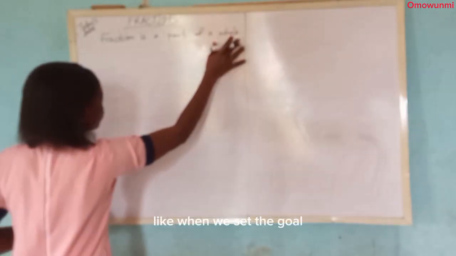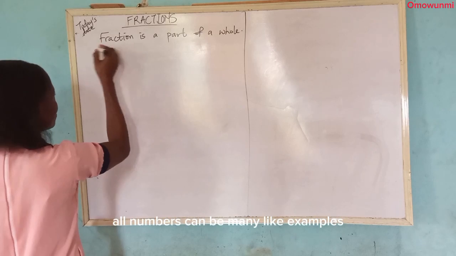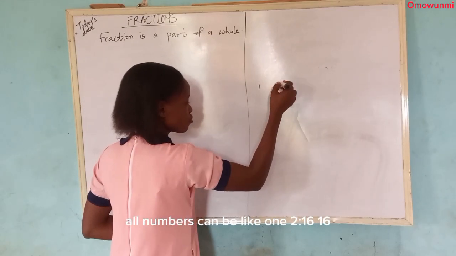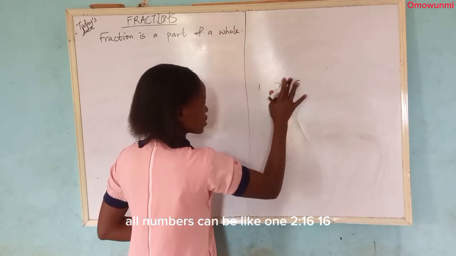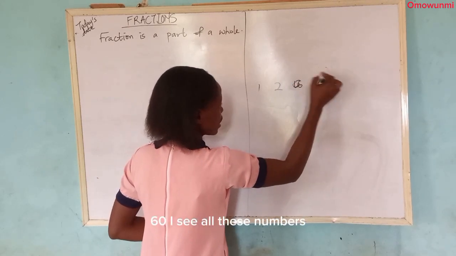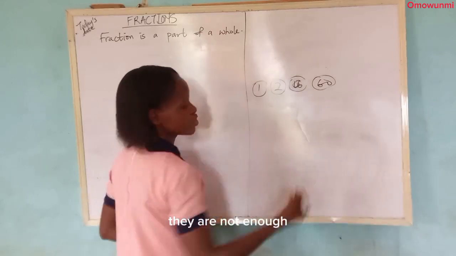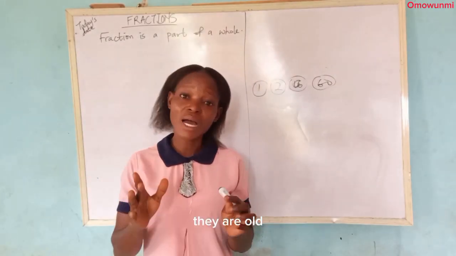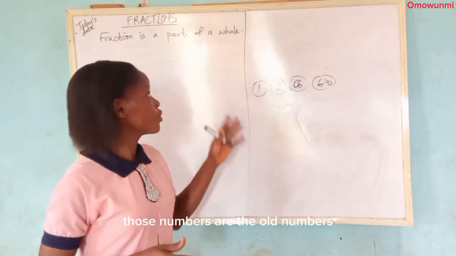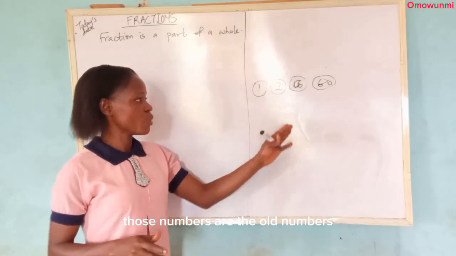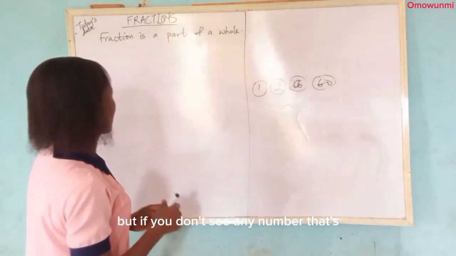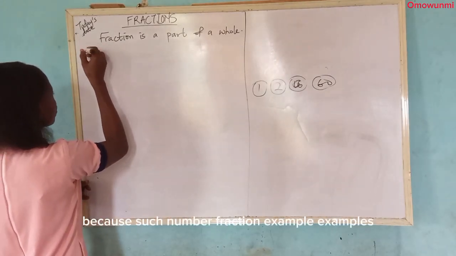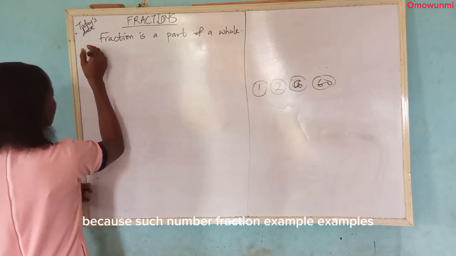Whole numbers can be like 1, 2, 16, 60. You can see all these numbers have nothing up, nothing down. They are on their own. Those numbers, we call them whole numbers. But if you see a number where one is up and the other one is down, we call such a number fraction.